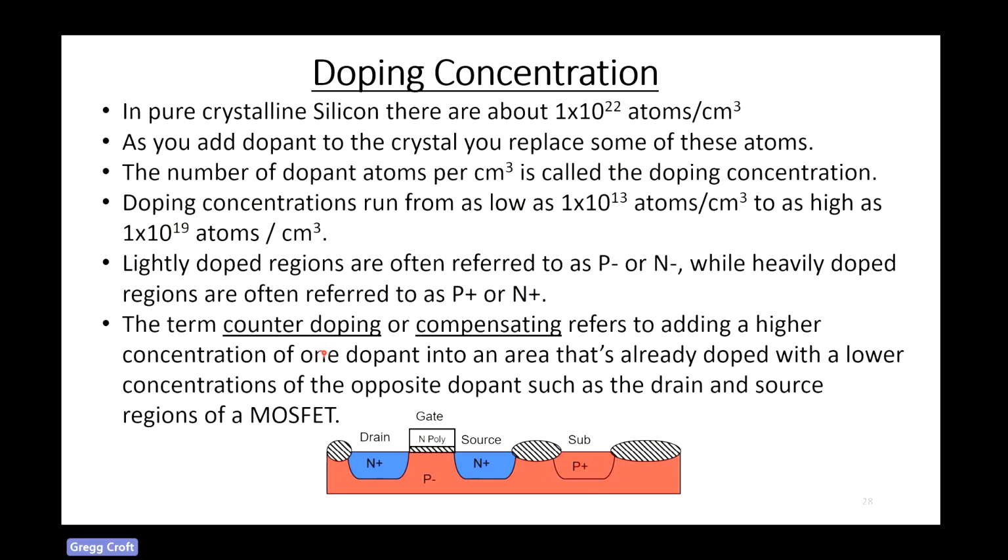The term counterdoping or compensating refers to adding a higher concentration of one dopant into an area that's already been doped with a lower concentration of the opposite doping. Such is the drain and source of a MOS device. You can see here, this material down below originally started out as low-dope P. That's why it's got a P minus on it. But at some point in time, we diffused or implanted N plus in here to form the source and drain of this gate. And the N plus is much higher dope than the P minus. So it changed this region from a P region to an N region. That's called counterdoping or compensating.